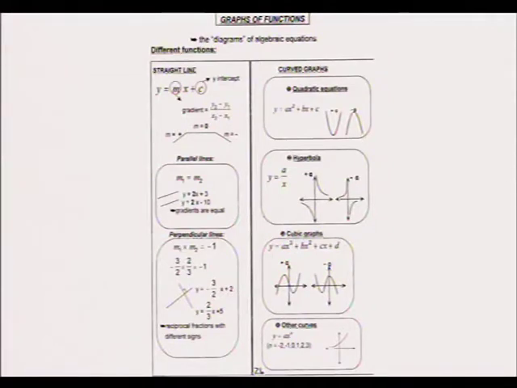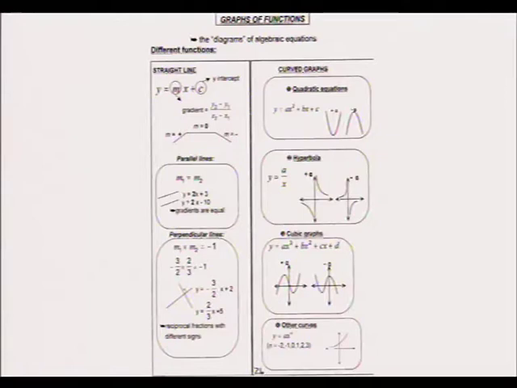Perpendicular lines will have m1 times m2 giving you minus 1. For example, y is equal to minus 3 over 2x plus 2, and the other equation, y is equal to 2x plus 5. 3 over 2 times 2 over 3 will give you minus 1, because it's minus 3 over 2 times 2 over 3. So the reciprocal fractions with different signs. Note that as well.